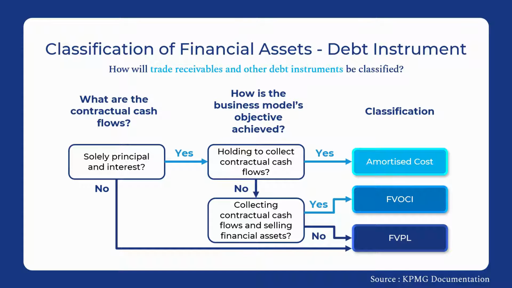There are two questions that must be assessed by looking at investors or customers: whether the purpose of the business model is holding to collect contractual cash flow until the end of the contract period, or collecting contractual cash flow and selling financial assets before the end of the contract period if he needs cash flow. If the business model is holding to collect the contractual cash flow, then it will be classified as amortized cost. And if the business model is collecting contractual cash flow and selling the financial assets, it will be classified as fair value through other comprehensive income.